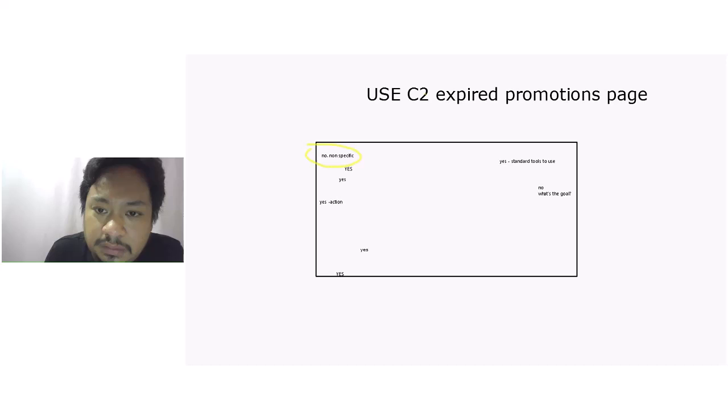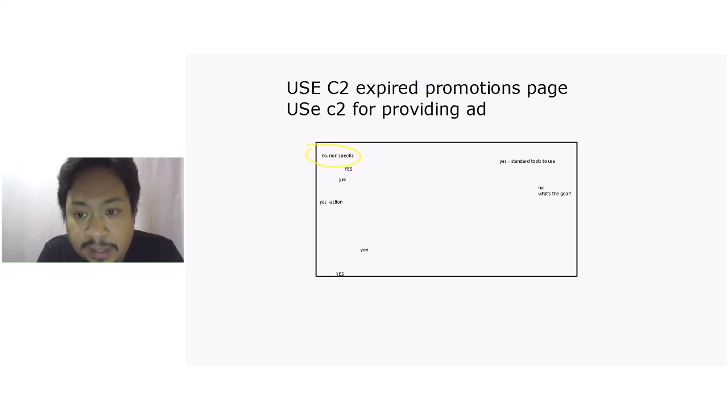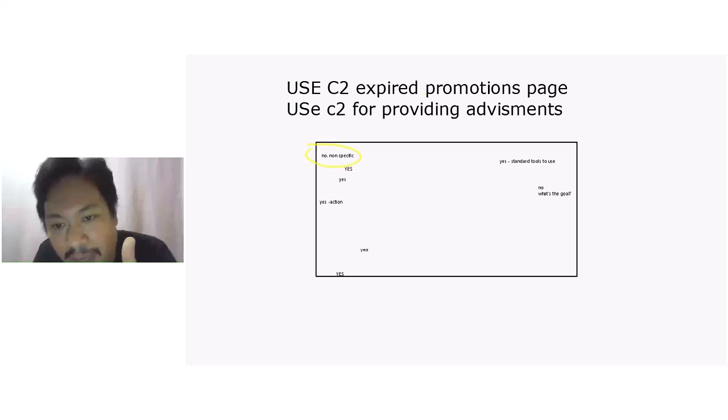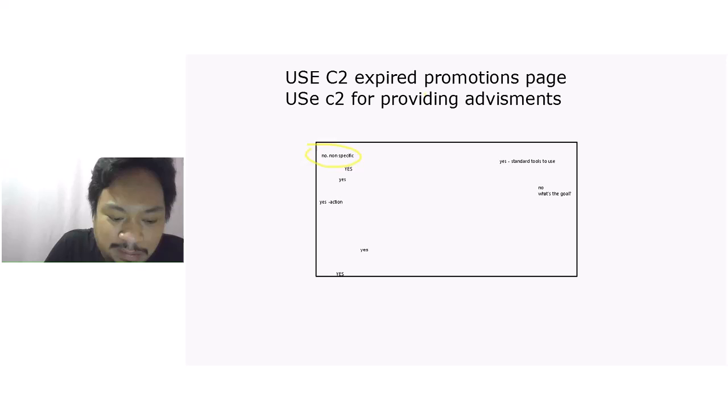So now it's specific. Or it can be use C2 for providing advisements. So you want to be specific if it's a landing page, a document, a part of C2. That's how specific you can be. Bakit? Kasi pwede magkaiba-iba interpretation when you say use C2 lang. Diba?